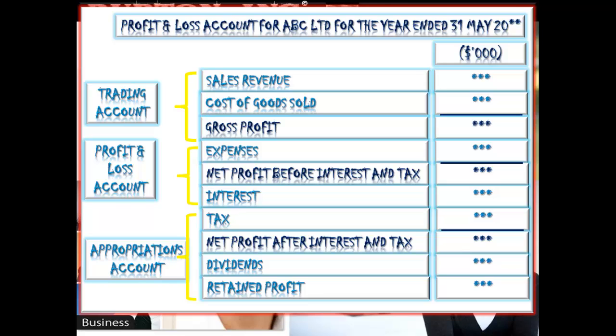From our net profit, after we've paid our interest and our tax, we've got two things we can do with our money. We can pay it out as dividends to our shareholders, and reinvest any profits that we may have made in the trading period back into the business, so retained profit. So after net profit, after we've paid our interest and our tax bill, we'll pay it out to our shareholders and or plough some back into the business. That's done in what we call the appropriations account.